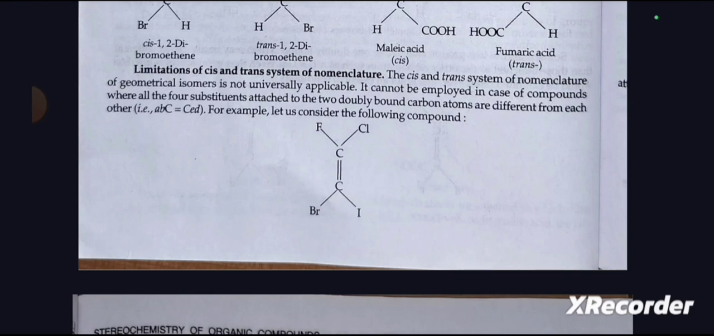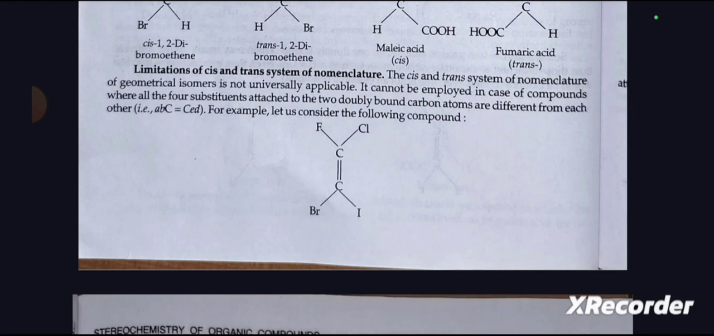Limitations of the cis and trans system of nomenclature. The cis and trans system of nomenclature of geometrical isomers is not universally applicable. It cannot be employed in the case of compounds where all the four substituents attached to the doubly bonded carbon atoms are different from each other. That is, ABC=CED.